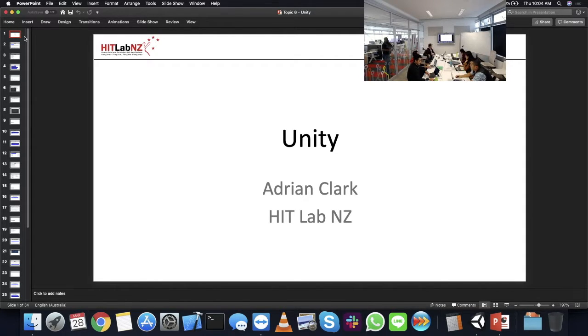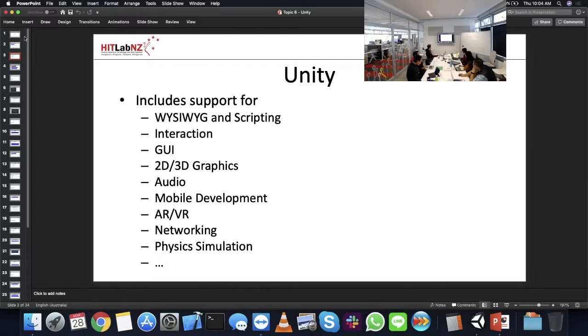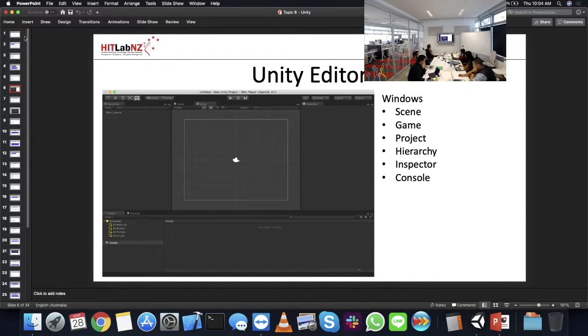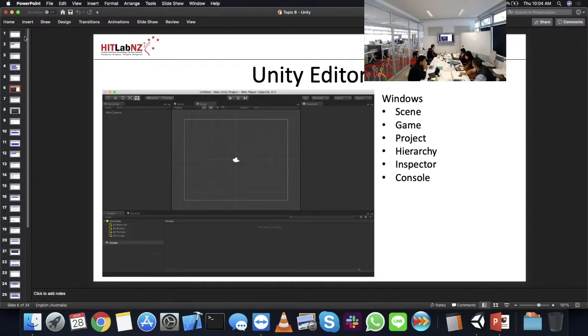So we'll just recap what we covered on Tuesday. We started looking at a little bit of Unity, just a bit of background, and then we had a brief look at the editor and what the various windows are doing, and that's actually pretty much as far as we got because I wanted to talk a little bit about graphics before we got any further into that.